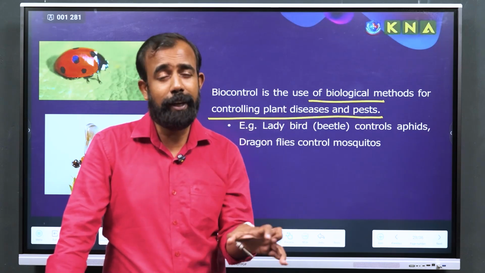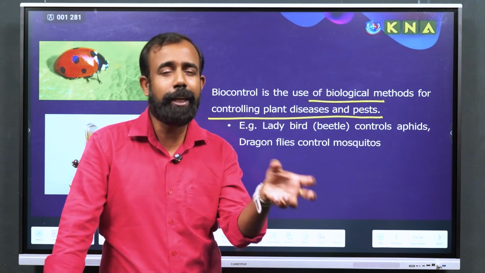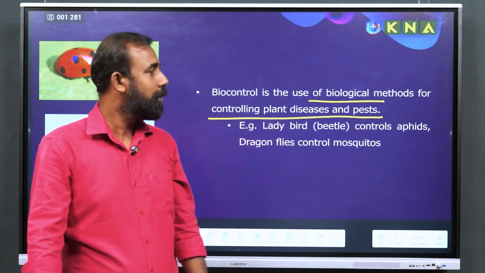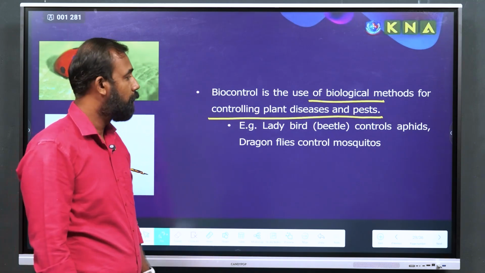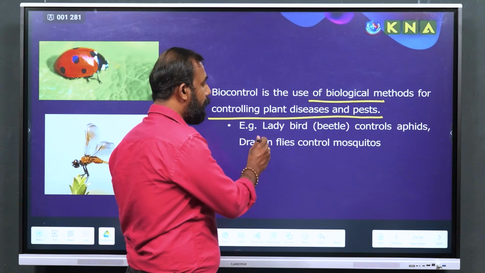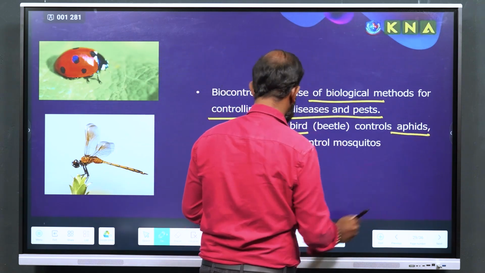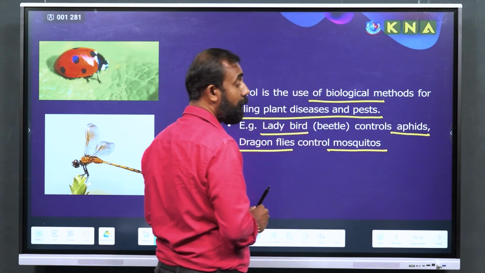We are controlling a pest by using its natural enemy. Okay, this is called biological pest control or biocontrol. For example, the ladybird is used to control aphids. Dragonflies are used to control mosquitoes. It's very, very important.